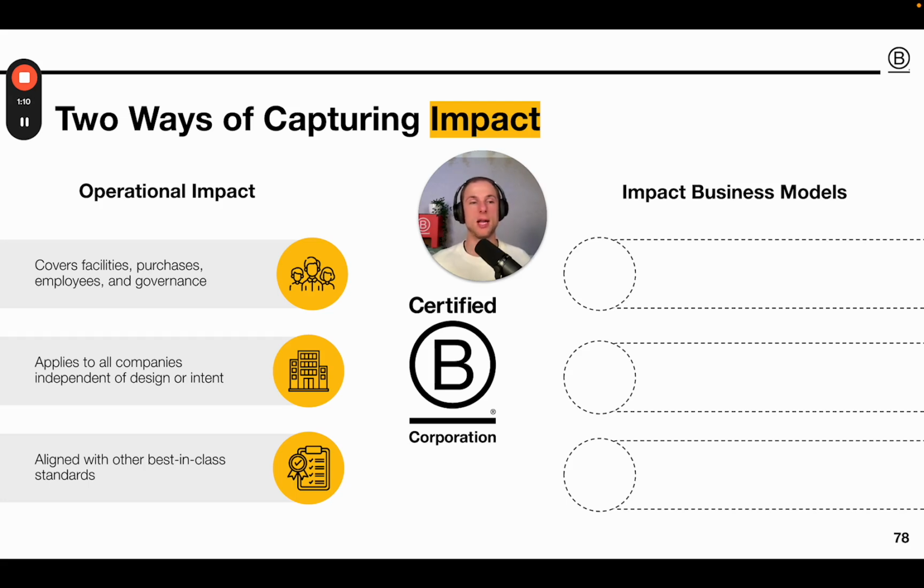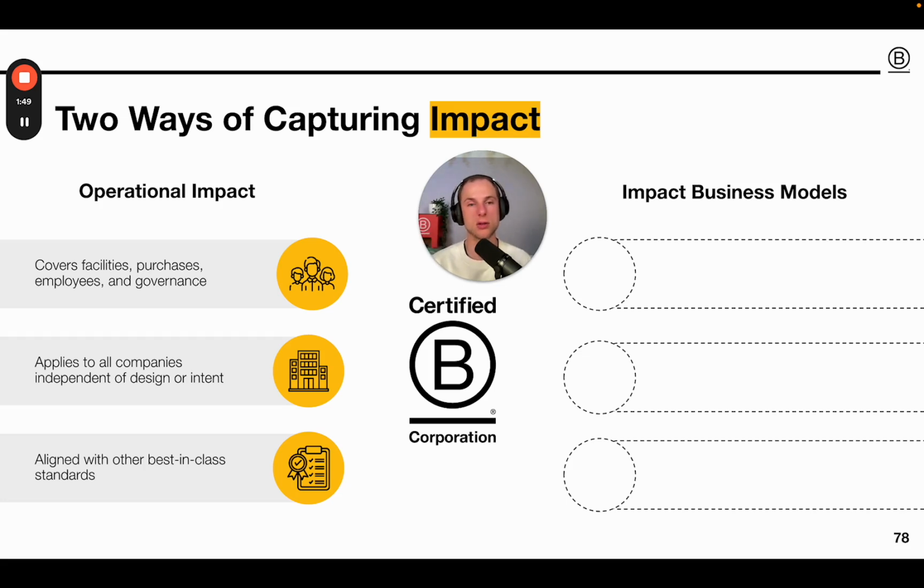Operational impact is that impact that you can measure at any kind of company. The questions relating to operational impact can more or less be asked to any company because they relate to the day-to-day management of your company. So it's really keeping the business running on a day-to-day basis. So what does it cover? Well, for example, it covers your facility management, the way that you purchase your materials or office supplies, the way that you treat your employees, the way that your decision making is governed, etc.